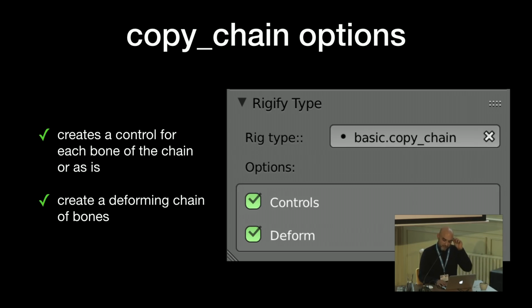Basic copy chain is a really useful thing. I don't know if I will have time to show each part of this, but it basically copies all the chain you have done without touching it. Meaning you can make parenting constraints on that. It will copy as is and port it into your rig. So it's very useful to create custom things we have not coded into Rigify.